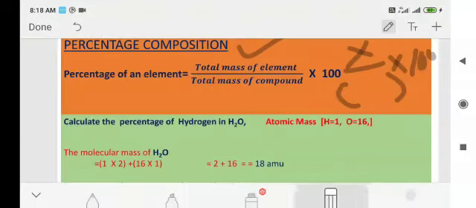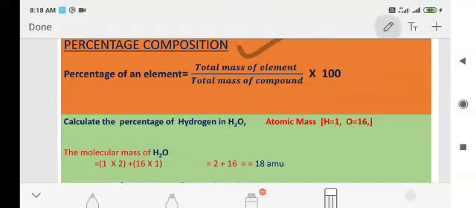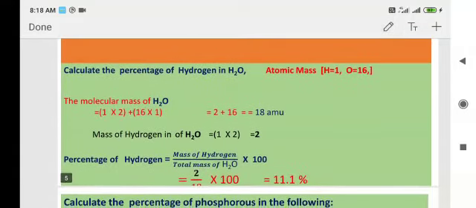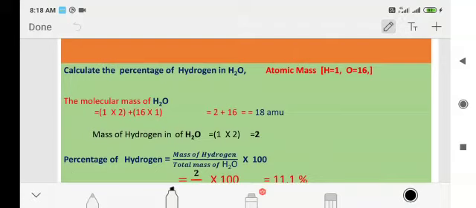Let me take an example. Okay, here is one example for you. Calculate the percentage of hydrogen in water, and for that you are given the atomic mass of hydrogen as well as oxygen.